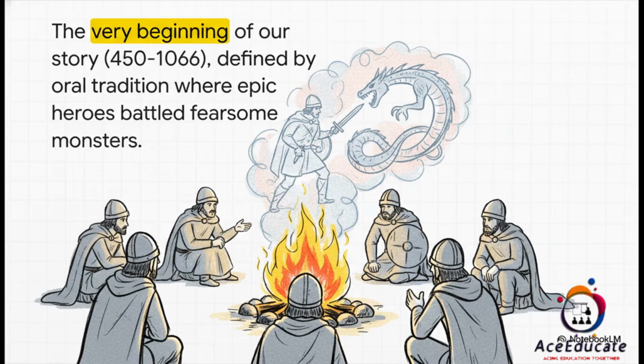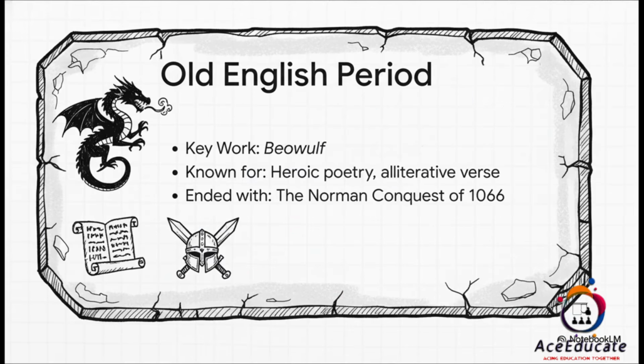It was an era of oral tradition, so just picture it. Warriors huddled around a fire, listening to bards tell these incredible epic poems about heroes fighting some seriously scary monsters. And this is the world of Beowulf, the foundational epic poem of English lit. I mean, this is the big one. It's known for that heroic poetry and this really cool poetic style called alliterative verse. That's where you get that repetitive sound at the beginning of words.